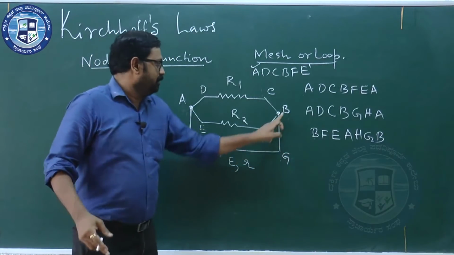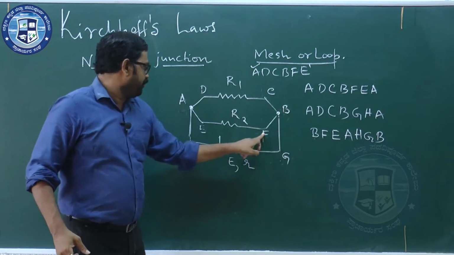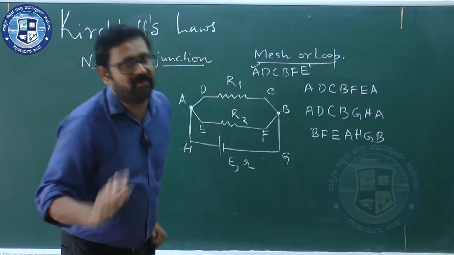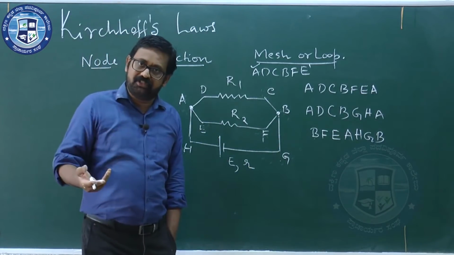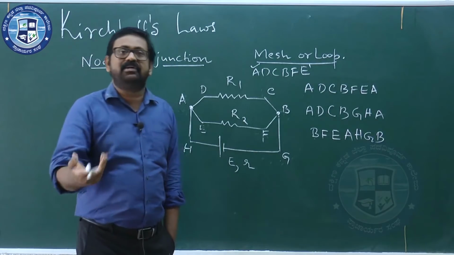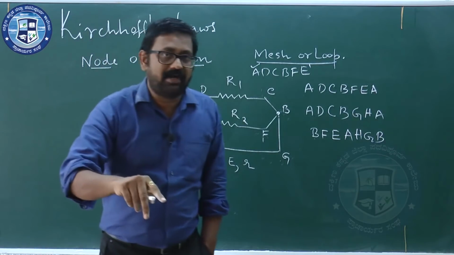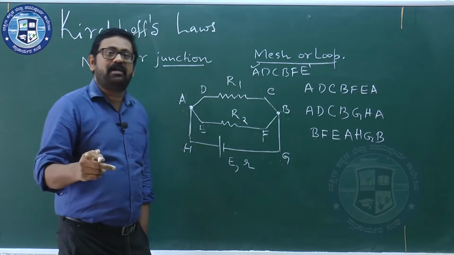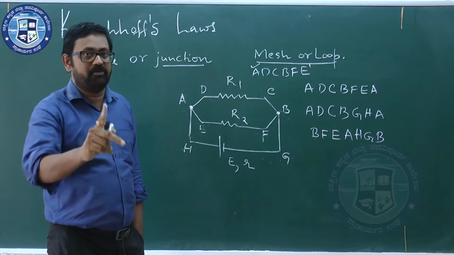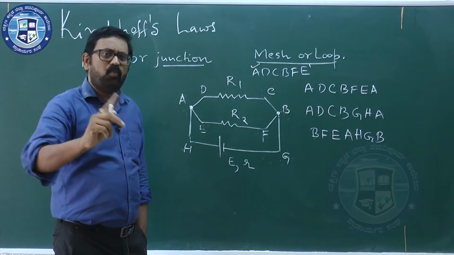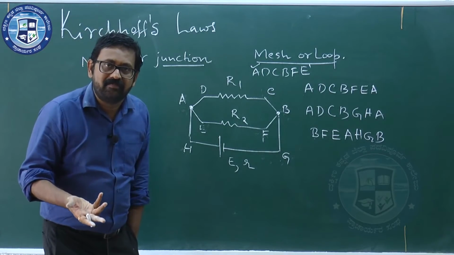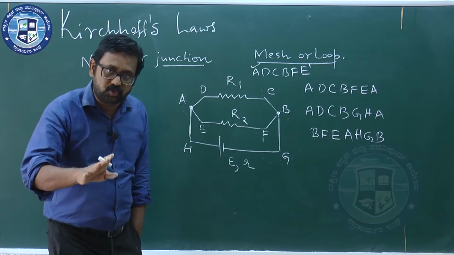Then in the next example, A, D, C, B, G, H, A, I have named the mesh in a clockwise direction. In the next example, B, F, E, A, H, G, B, I named the mesh in an anti-clockwise direction. You can name the mesh in two optional directions, either clockwise or anti-clockwise. But keep in mind that from which point you start naming the mesh, at the same point it has to be ended. Then only it will become a closed path. And why I am stressing that you can name the mesh in a clockwise or anti-clockwise direction, you will come to know soon.